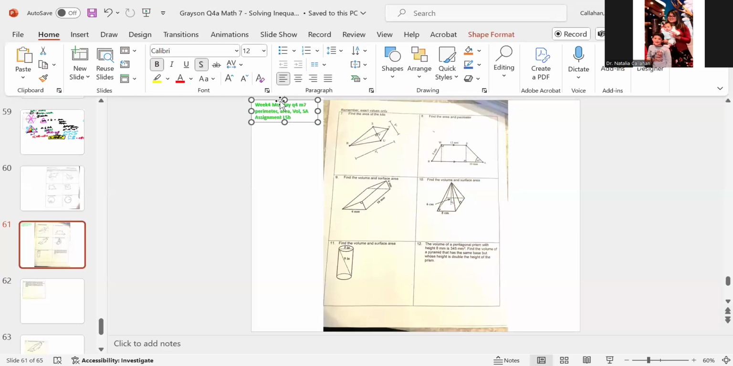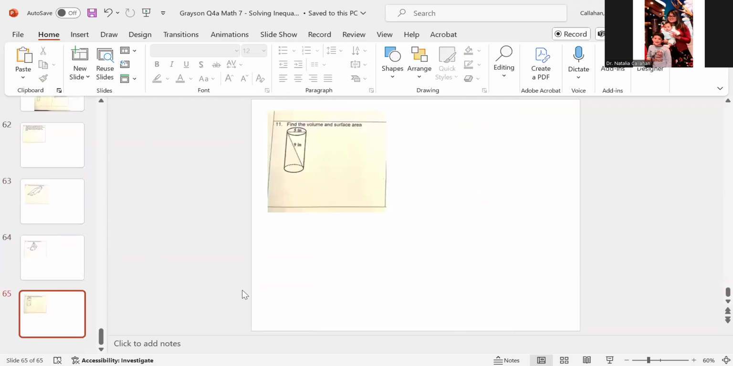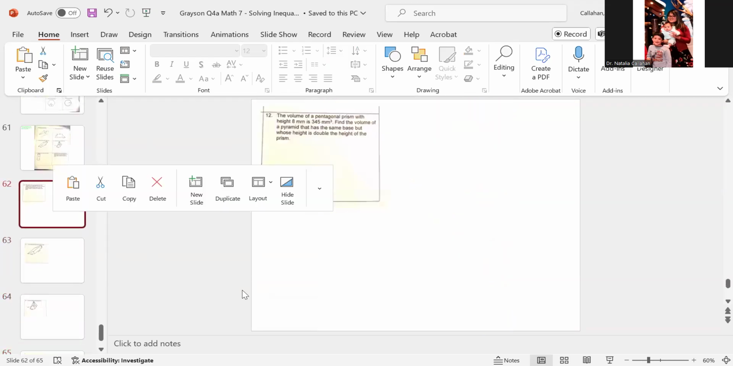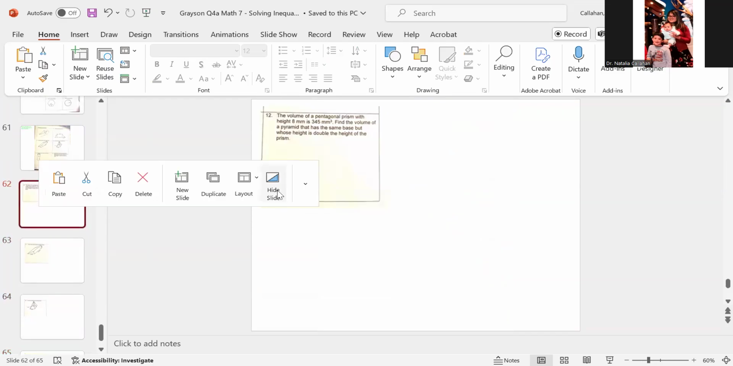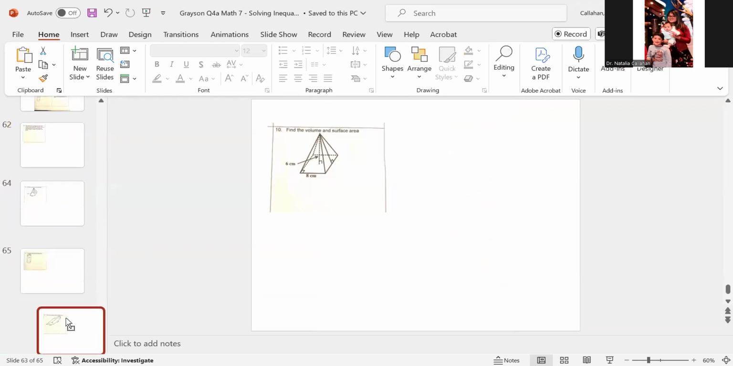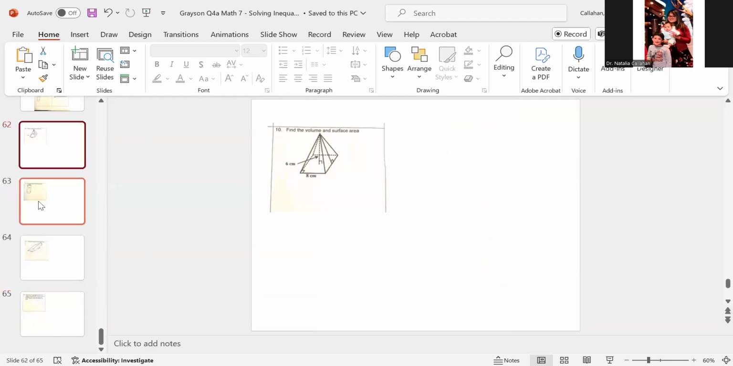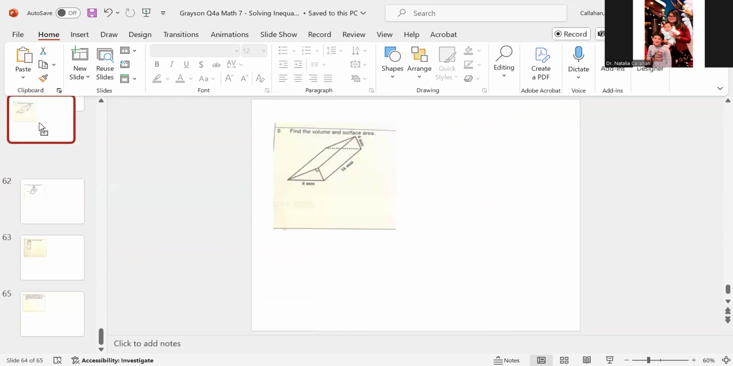Okay, so this is week 4, Tuesday. Well, technically Monday's homework. And it's for perimeter, area, volume, surface area, assignment 15, backside, so it's B. And we're going to go over the first question, which is number 9.